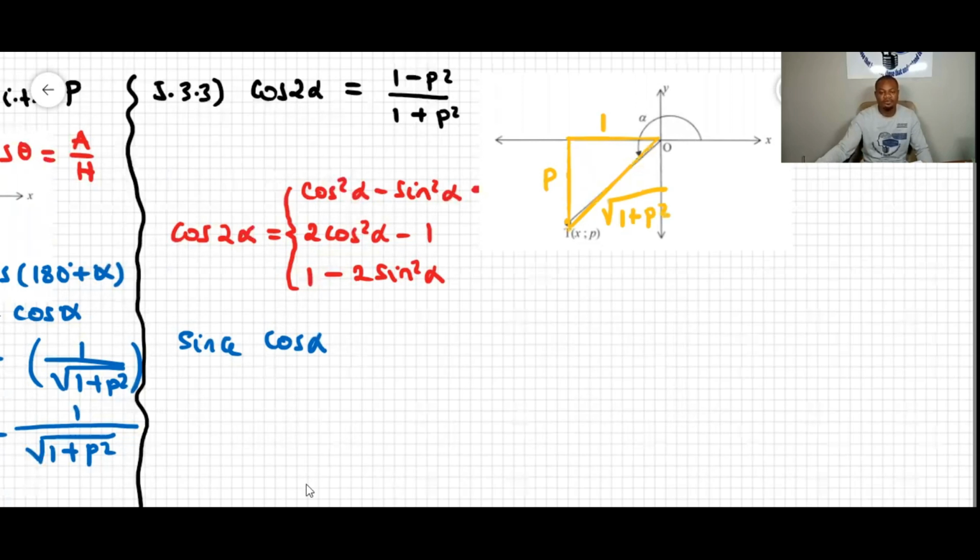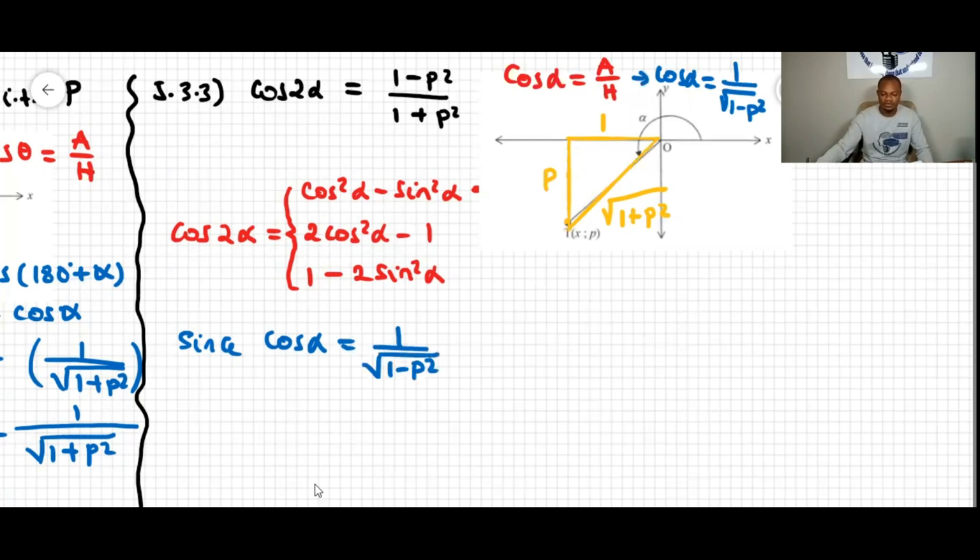Now, cos of the angle alpha will be equal to adjacent over hypotenuse. Adjacent over hypotenuse, okay? This implies that cos of alpha here will be adjacent, which is 1 over hypotenuse, which is square root of 1 plus p squared. So cos alpha is equal to 1 over square root of 1 plus p squared. So which means that cos squared alpha, okay, let's first find sin alpha also.